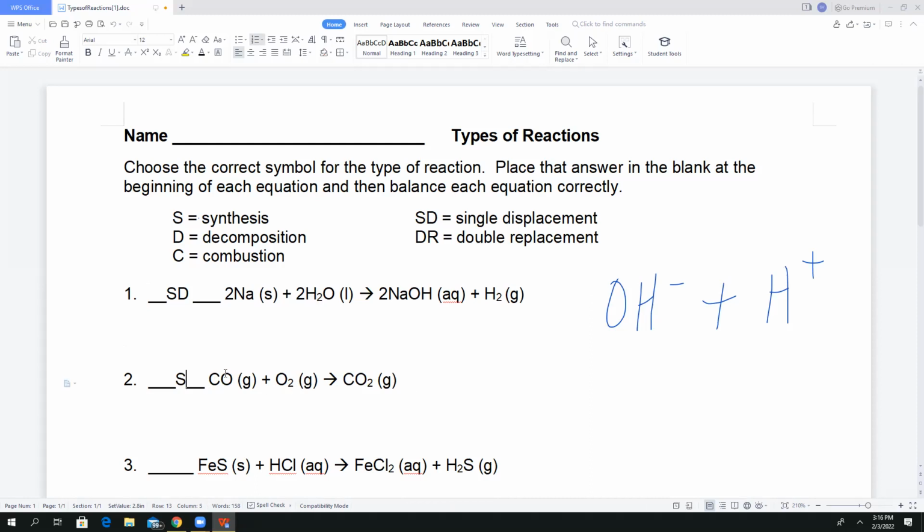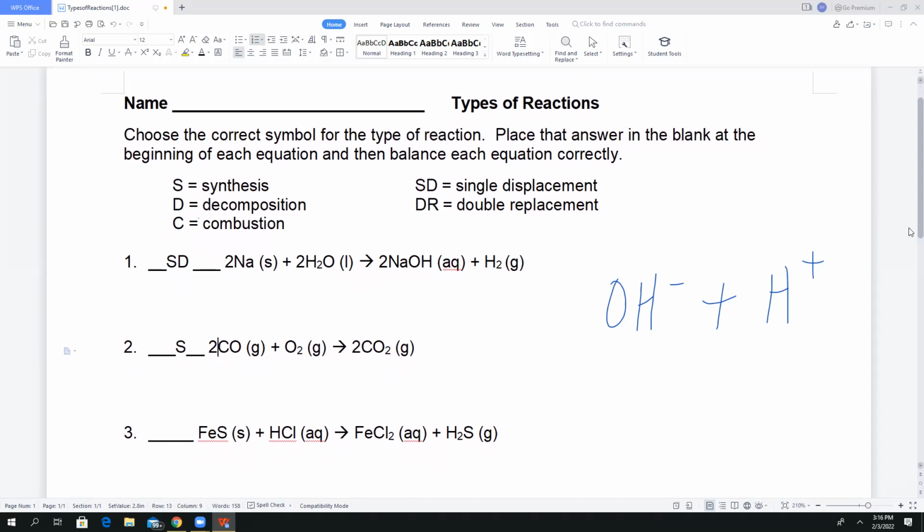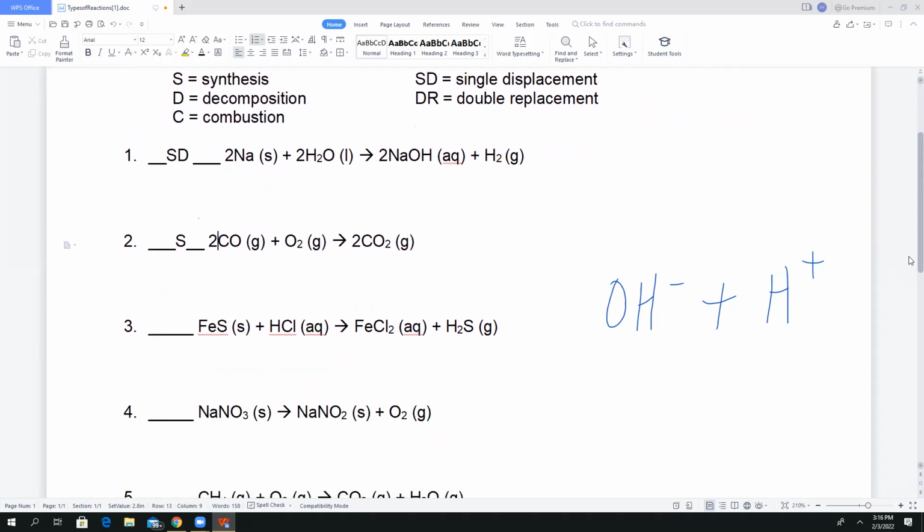because you have a carbon monoxide. So in this case, we need a 2 right here and a 2 right here, and we're done, right? Carbon monoxide with oxygen becomes carbon dioxide. Remember, there are those elements that are always what is known as diatomic, and they always appear in 2s. You never see hydrogen by itself. You don't see oxygen by itself.